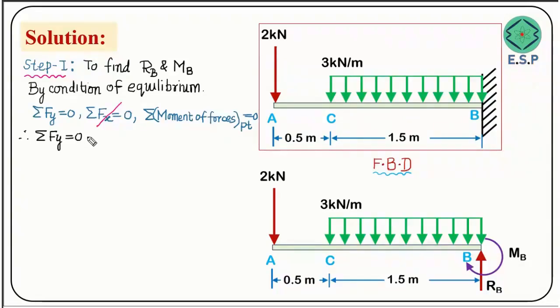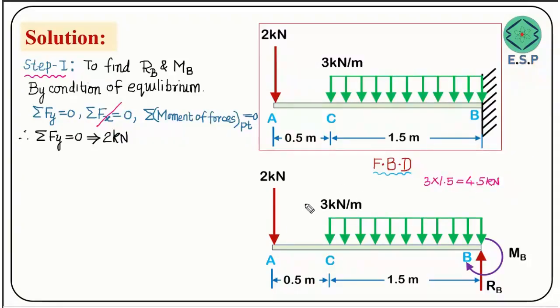So this will give you a very simple outcome. I am going to take upward positive and downward negative. This is a downward force 2 kN, and this is also downward, but this is the force intensity. We have to convert this force intensity into a point load in order to calculate the forces. So what I will do is I will convert this into point load. So it is 3 kN acting on 1 meter. The length is 1.5, so it is going to be 3 kN into 1.5. So if I do this value, it is going to be 4.5 kN.